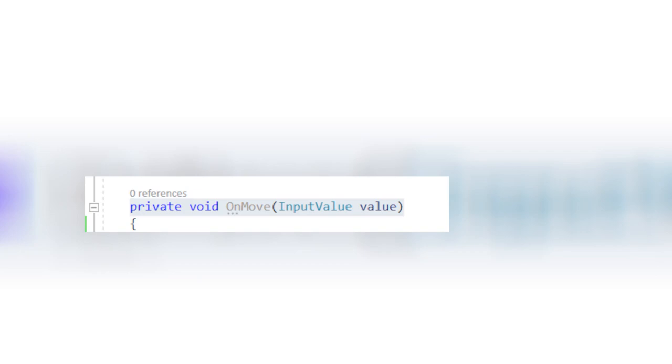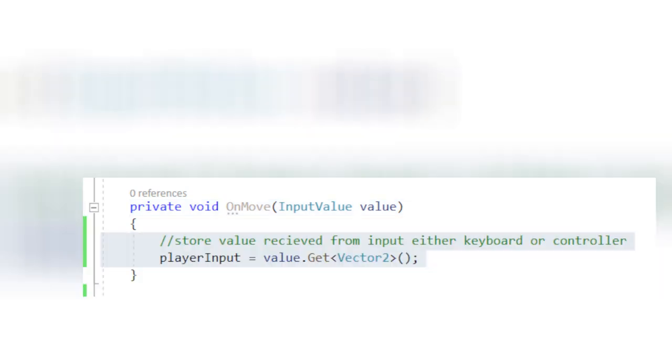In the parentheses, add the class InputValue and give it the parameter name value. This is what gets the values from the player input. In the method, set the Vector2 variable equal to value.Get<Vector2>().